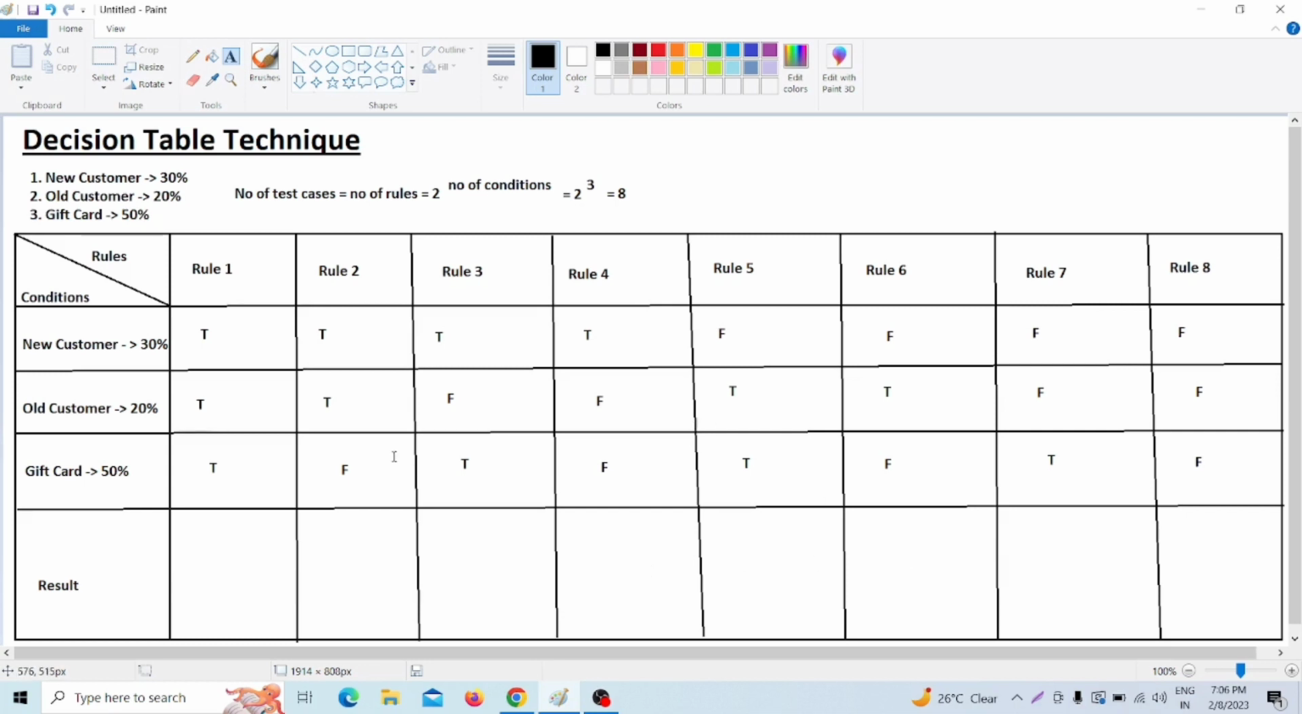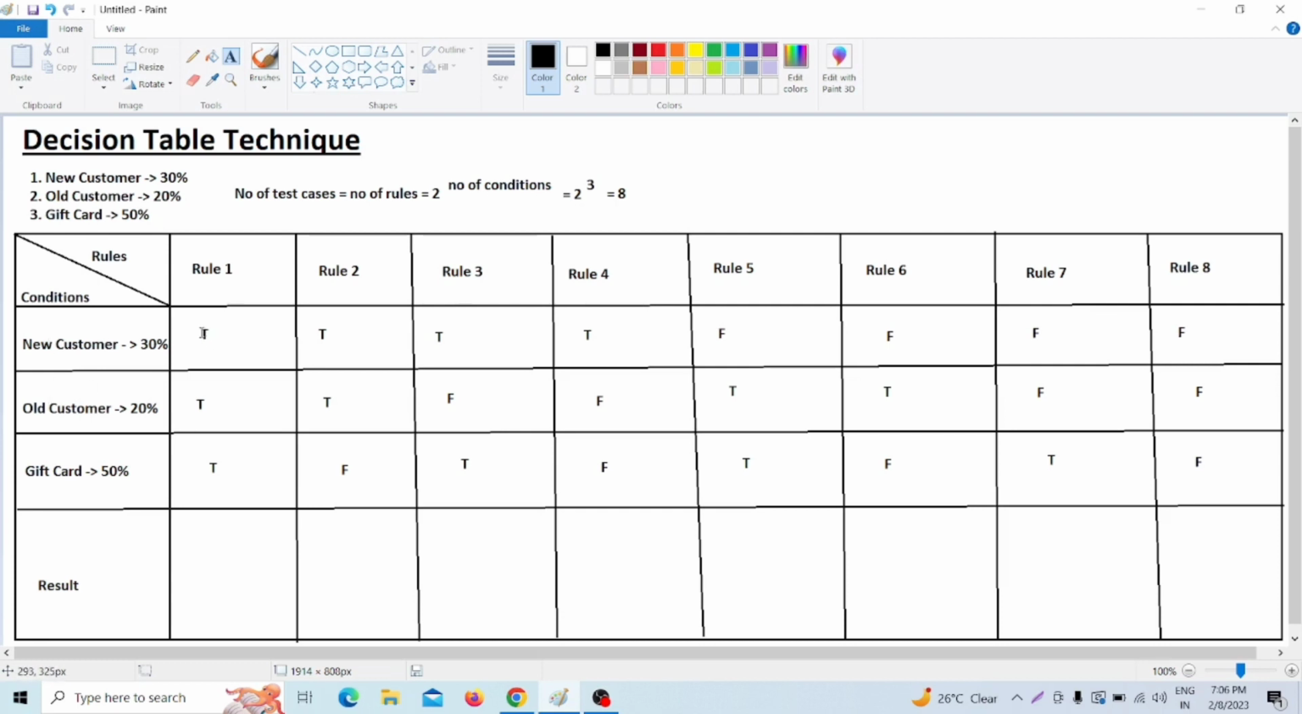Okay. So here we have put all the values, no problem. Now we have to match. How can we match? If anyone is a new customer, he cannot be an old customer. A new customer cannot be an old customer.